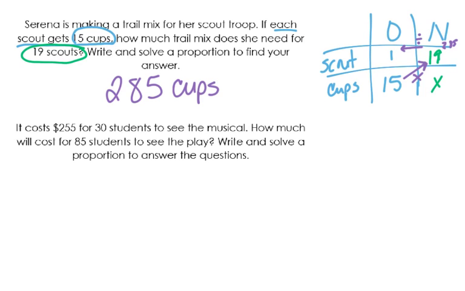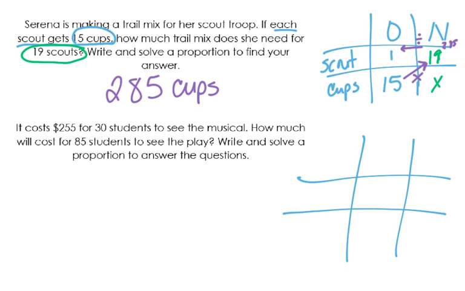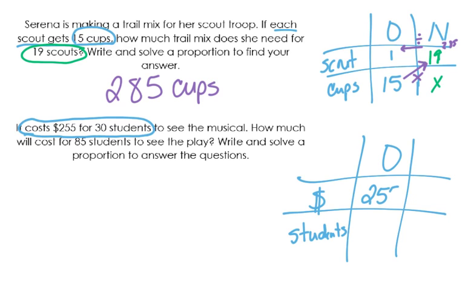All right, in this next one it says, it costs $255 for 30 students to see the musical. How much will it cost for 85 students to see the play? Write and solve a proportion to answer these questions. Again, if you use the tic-tac-toe, you want to find the original amount, what the story is telling us. The story is telling us that it cost $255 for 30 students. So I'm comparing the cost to the number of students. My original cost is $255, and my original students is 30.